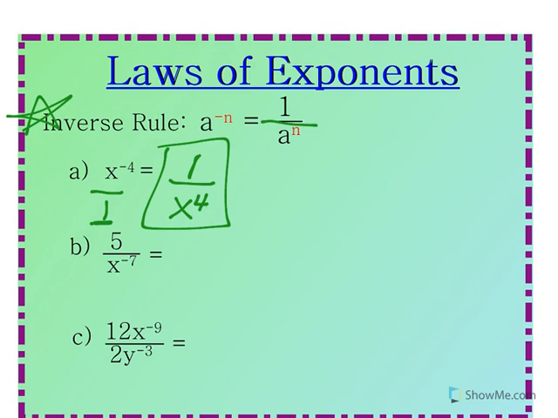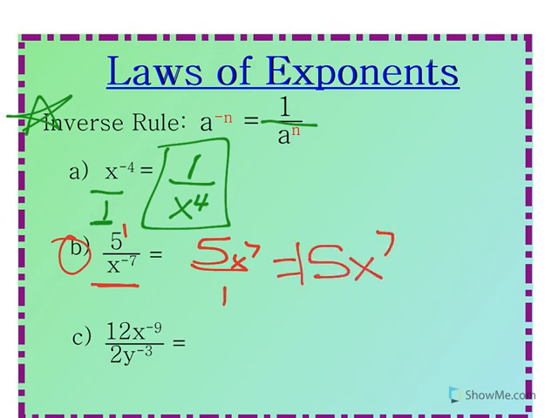So to continue with that, look at example B. 5 over x to the negative 7th. The 5 has a positive exponent. It's really 5 to the first. It does not need to move. However, the x to the negative 7th, that's a negative power. It is currently in the denominator. So if I flip it, it moves up to the numerator and becomes a positive exponent. We could say it's x over 1, but anything over 1 is just the term, 5x to the 7th.